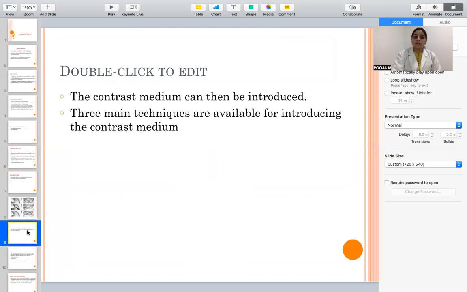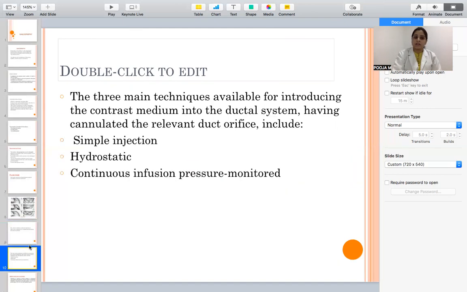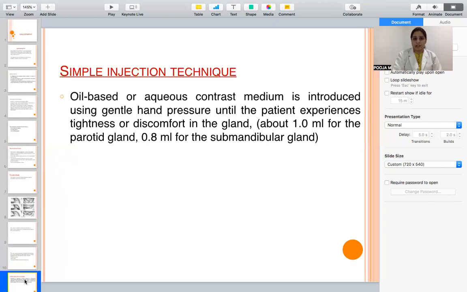The introduction of the contrast medium can be done in three techniques: the simple injection technique, the hydrostatic technique, and the continuous infusion pressure monitor technique. So these are the three techniques through which you can inject the contrast medium into the ductal system.